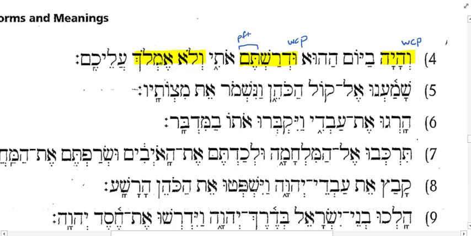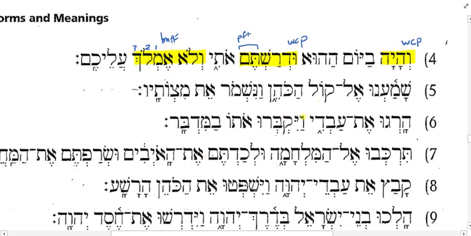and then I have v'lo emloch. Here, I have my 3 root letters and a prefix aleph in front. So that's clearly what? That's an imperfect. That's right. It's not a WCI because there's no vav in front of it, right? If it's a WCI, it's got to have a vav immediately in front of the prefix consonant. So this is just the plain old standard imperfect form.